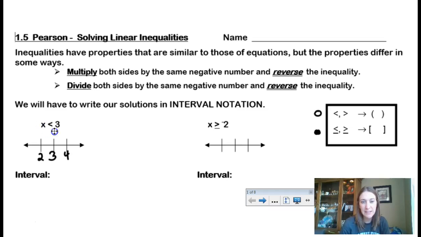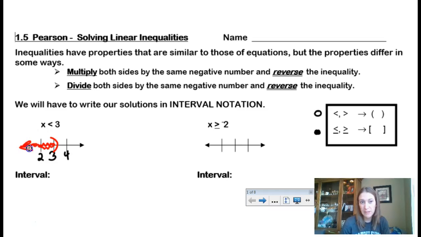So everything less than 3 would be us shading everything less than 3. And then at 3 itself, because it's not included as a solution, we're going to be putting a curved parenthesis. And the reason we want to write it that way on the number line is because when I ask you for the interval notation answer, we always read intervals from left to right or least to greatest.